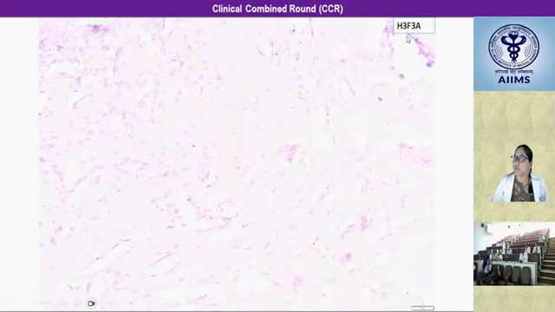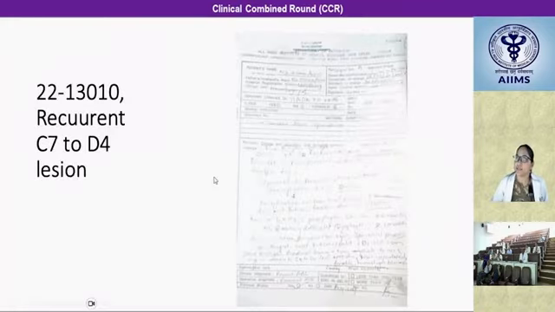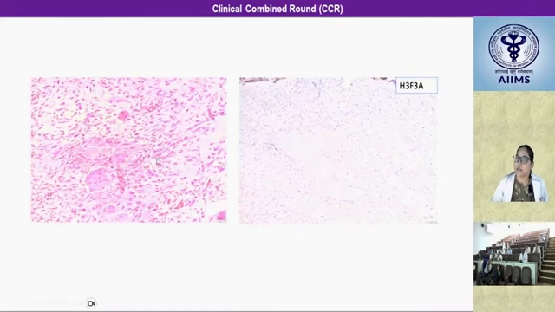So we again performed H3F3A to rule out giant cell tumor of the bone, and it was negative. So it was given as aneurysmal bone cyst recurrence. Again, we had received a specimen that showed the same morphology, so we gave the same diagnosis, that is, aneurysmal bone cyst with recurrence. Thank you.